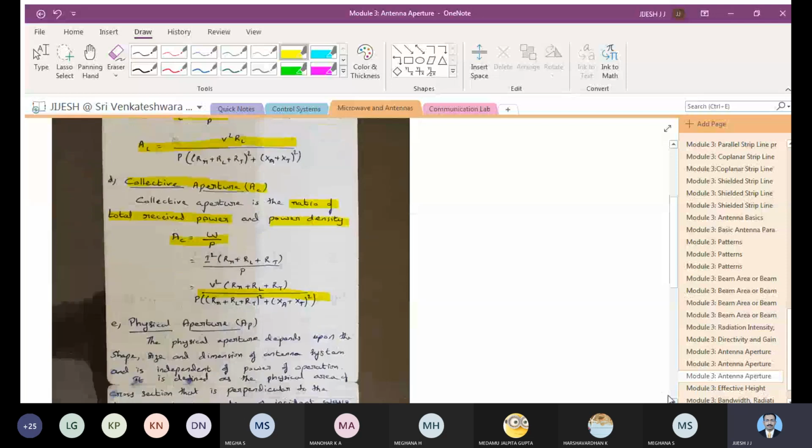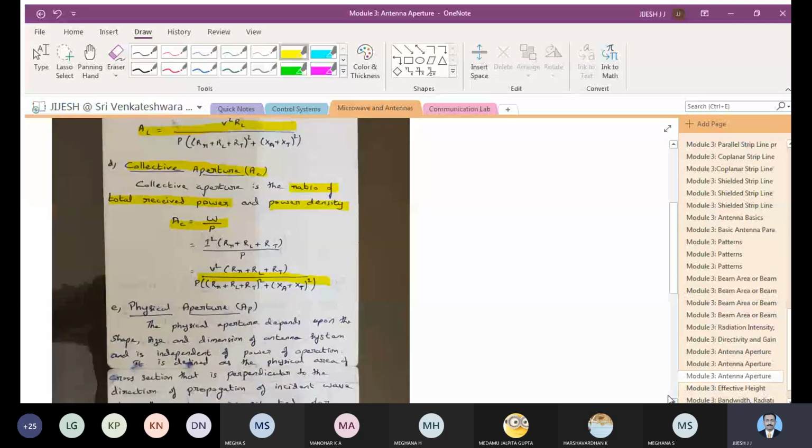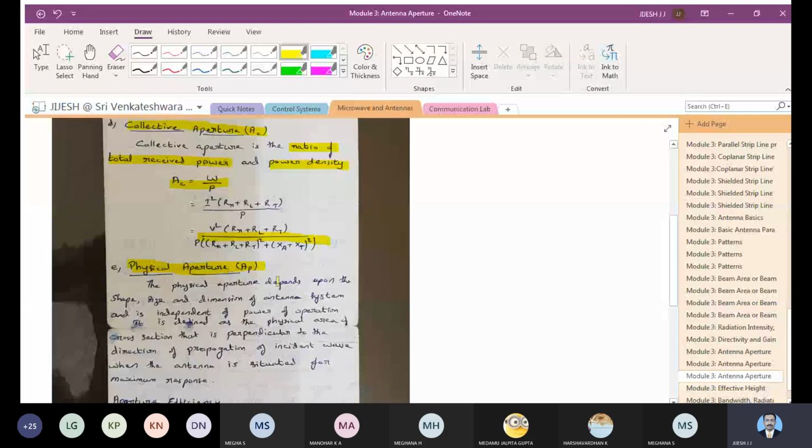The physical aperture mainly depends upon the size, shape, and dimension of an antenna. These are the three main things which the physical aperture means: how the antenna is made up, what is the shape of the antenna, size of the antenna, and dimension of the antenna, and it is independent of the power of operation. AP is basically depending upon the size, shape, and dimension of the antenna, and it's independent of the power.